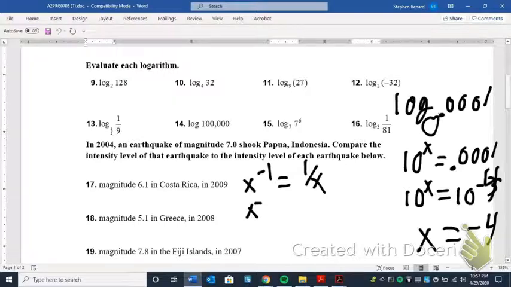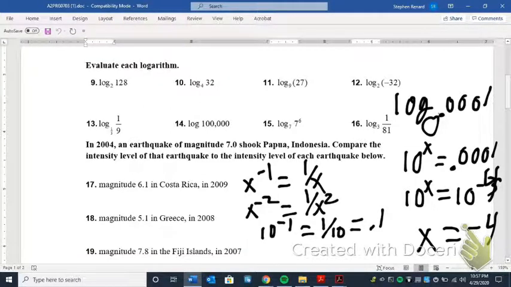If I have x to the negative 2, that equals 1 over x squared. So if I have 10 to the negative 1, that equals 1 over 10, or 0.1. If I had 10 to the negative 2, that would equal 1 over 10 squared, or 1 over 100, or 0.01. Hopefully that makes sense. Remember how negative exponents work. So if you see a problem like that that has a decimal in it, chances are you're going to end up with a negative exponent.